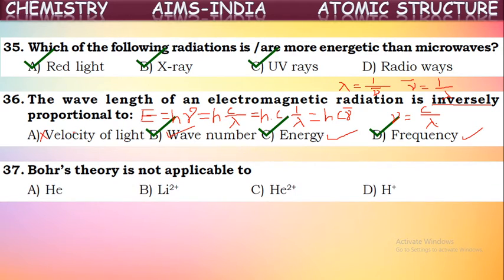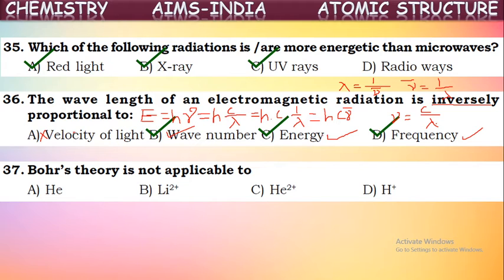Now, next one. Bohr's theory is not applicable to. Actually, it is one of the major drawbacks or limitations in Bohr's theory. Bohr's theory is applicable only for single electron species like hydrogen and hydrogen-like species, which are having only a single electron. For only those, Bohr's theory is applicable. Those which are having either greater or less number of electrons than one, for those species, Bohr's theory is not applicable.